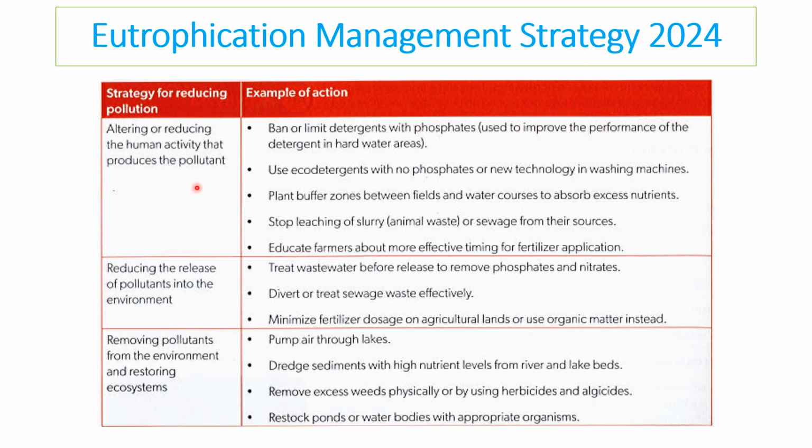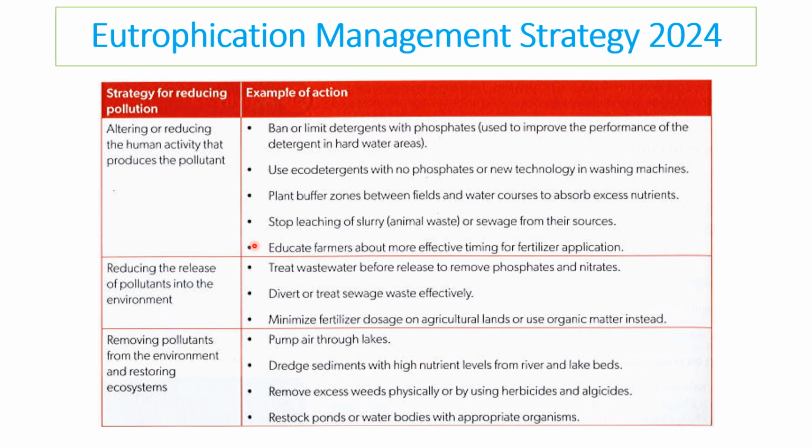So we could look at banning or limiting the detergent with phosphates in it. We could use eco detergents with no phosphates in them, plant buffer zones between the fields and the watercourses, stop leaching of slurry and sewage from their sources, and educate farmers about efficient timing for spraying fertilizers.